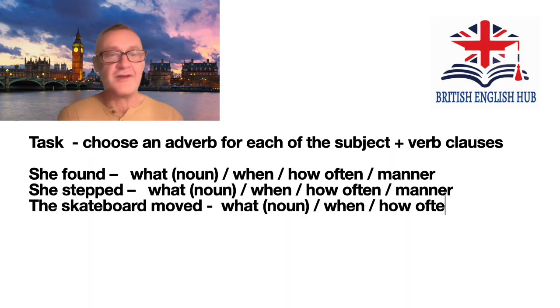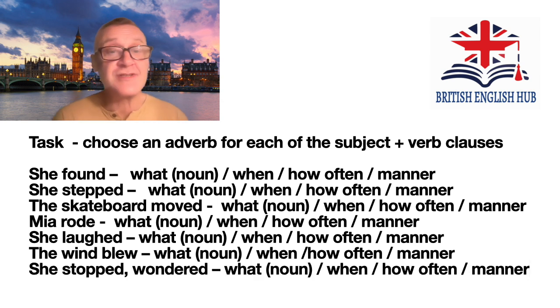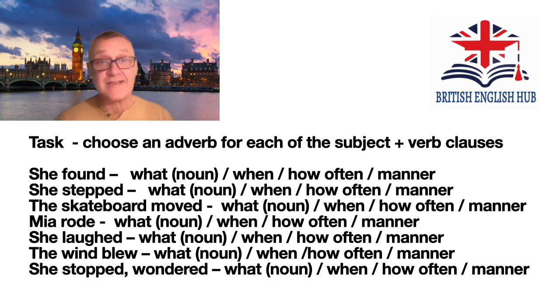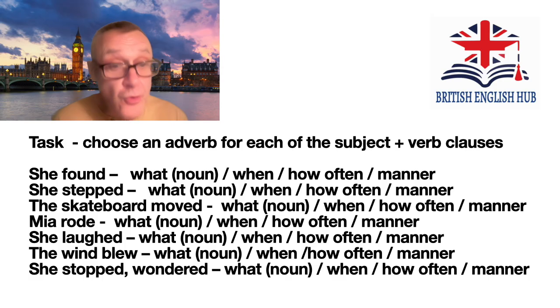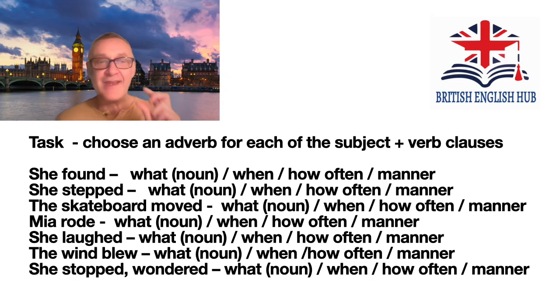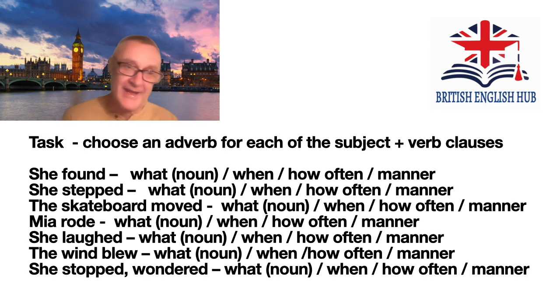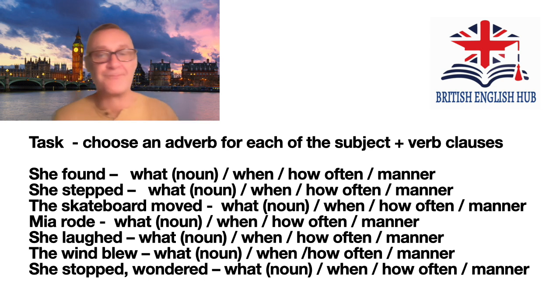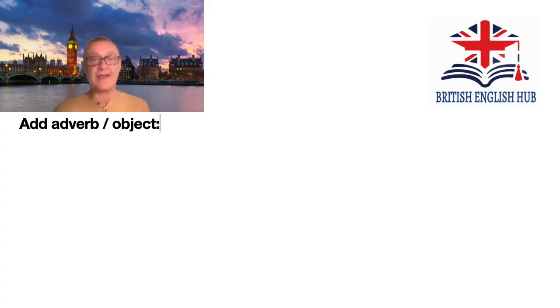So let's move on. This is a task. You choose an adverb for each of the subject plus verb clauses. So she found what, noun, when, how often, or adverb of manner. So how often, don't forget, is adverb of frequency. She stepped. The skateboard moved. Mia rode. She laughed. The wind blew. She stopped and wondered. You've got to add the adverbial phrase in relation to time, place, noun clause, etc. Okay, so freeze the frame and do that, and then I will now give you some key examples.